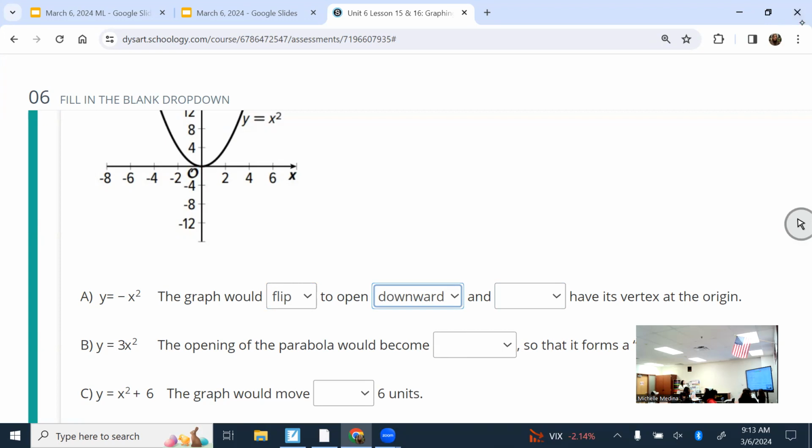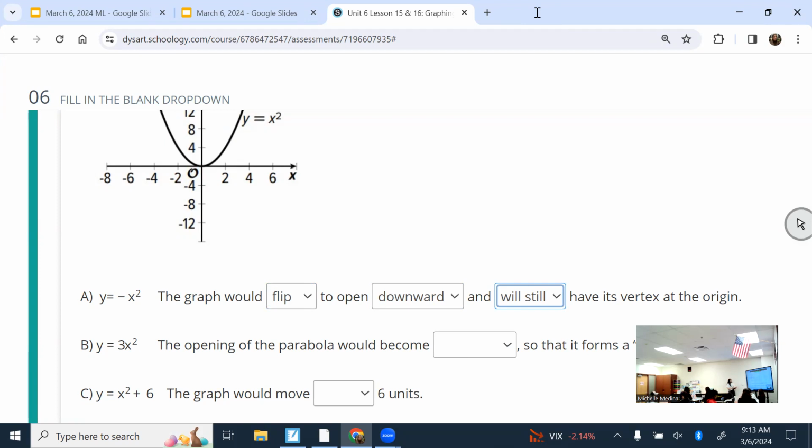So it opens downward. And will it still have the vertex in the same place? It will. So changes to the A don't make it move up, down, left, or right. It either makes it wider or narrower, or it flips it. Okay, so it'll still have the vertex at the origin. You could also graph it and compare too, but just by what we've observed, we know it's going to be that.